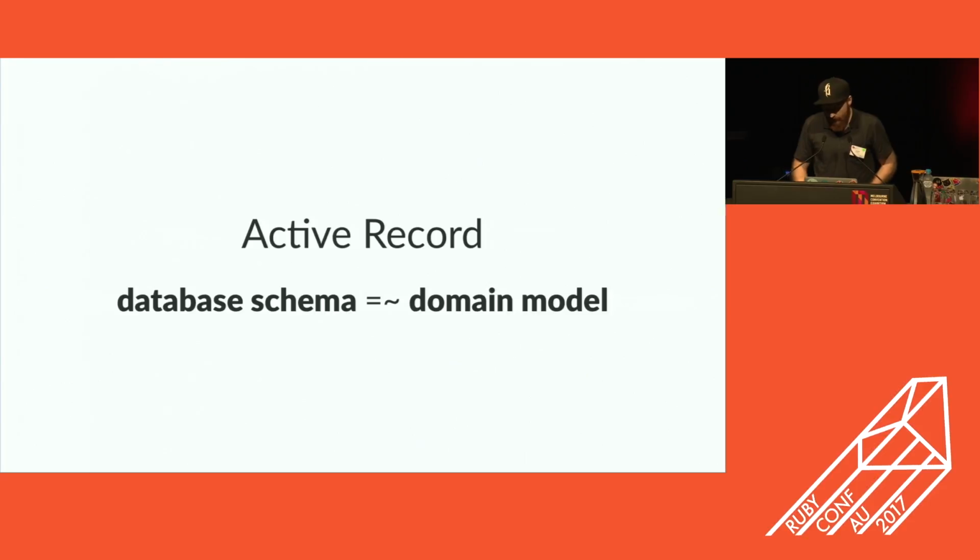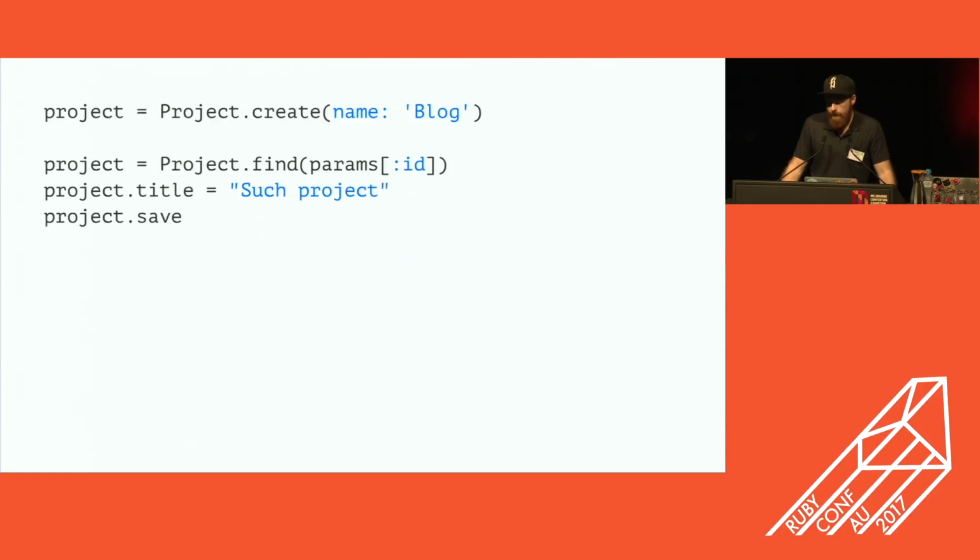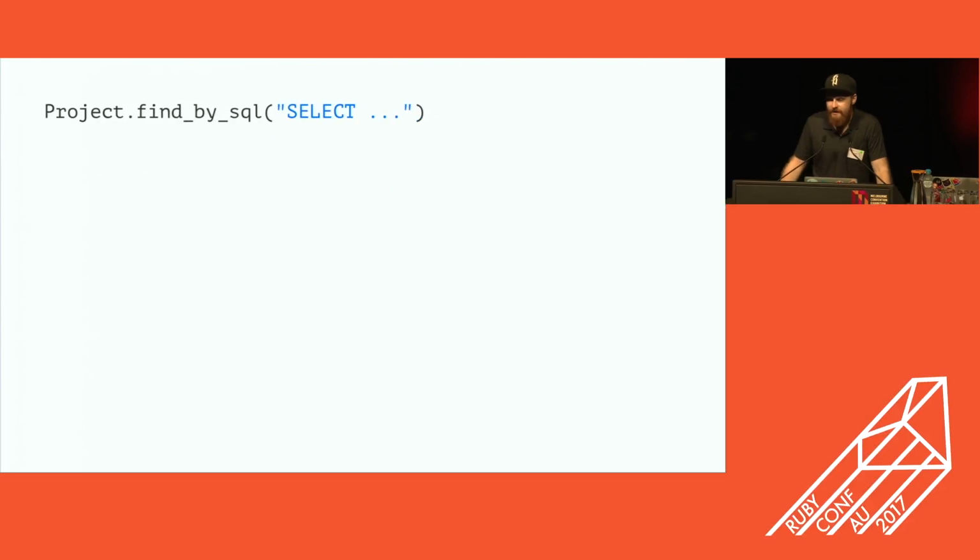So we have a lot of libraries in Ruby that implement the active record pattern. Obviously, the most popular one is active record from Rails. So it's an ORM, first of all, so it's very object-oriented. And it looks pretty nice. We think about objects. So we create a project, we find a project, we change its title, we save it. So it looks like there's no database, right? Now the trick is that there is a database, and we actually want to use it, right? So what we end up doing is find by SQL and then just some custom query.